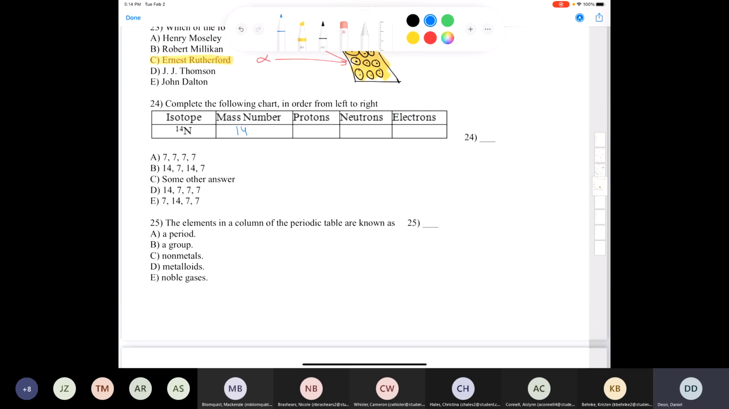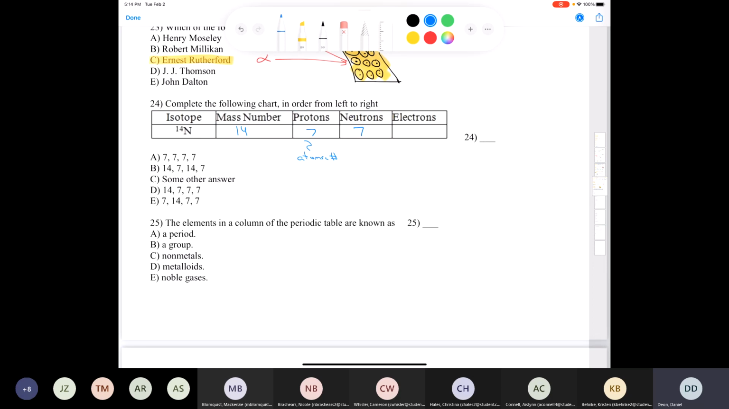Now, if we have a nitrogen atom, the number of protons is the atomic number, right? If I go over to my periodic table, I see that nitrogen is element number 7. That means it's got 7 protons. That's never, ever, ever going to change, right? As far as the number of neutrons goes, remember that my mass number is equal to the number of protons plus neutrons. So 7 plus what gives you 14? The answer is I have 7 neutrons.